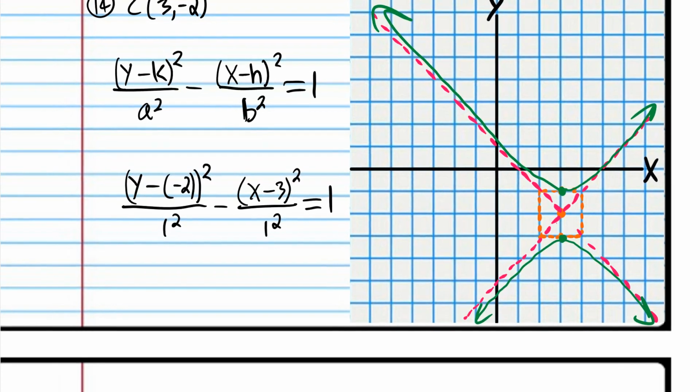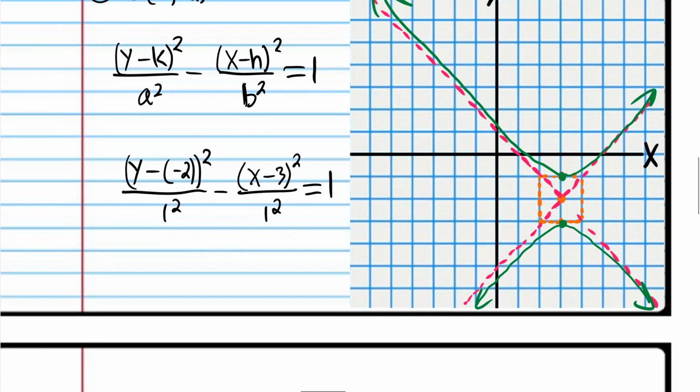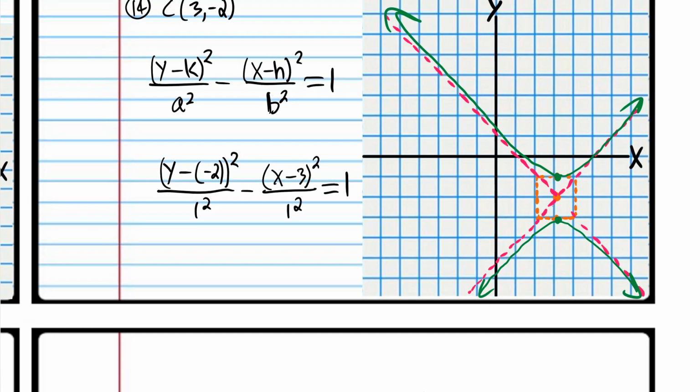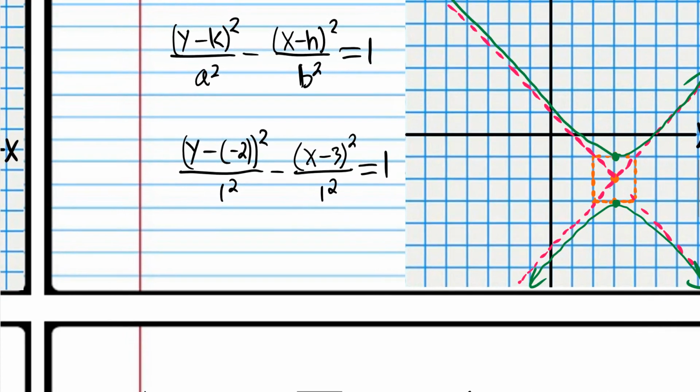Now, if this were a plus sign and the equation were the equation of an ellipse, these two numbers could not be the same, because if they were the same, then it would just turn into a circle. But with a hyperbola, A and B can actually be equal. Not only can A and B be equal, but B can actually be bigger than A. With an ellipse, A is always bigger than B. It's just defined that way.